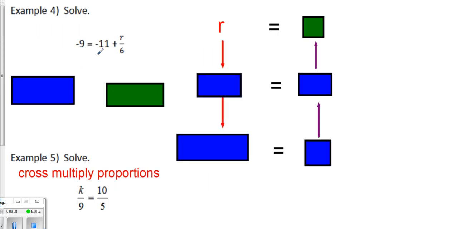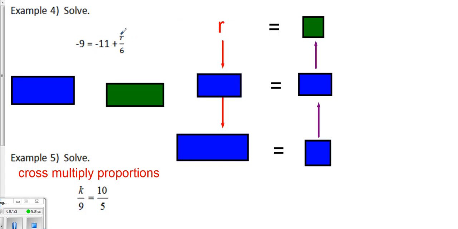Got another two-step equation here. Negative 9 equals negative 11 plus r over 6. Now again, this one might be kind of hard to see what we want to do to both sides first. We can see there's a divided by 6, so we might want to multiply both sides by 6. But again, let's think of PEMDAS, or the order of operations. What is happening to r first?